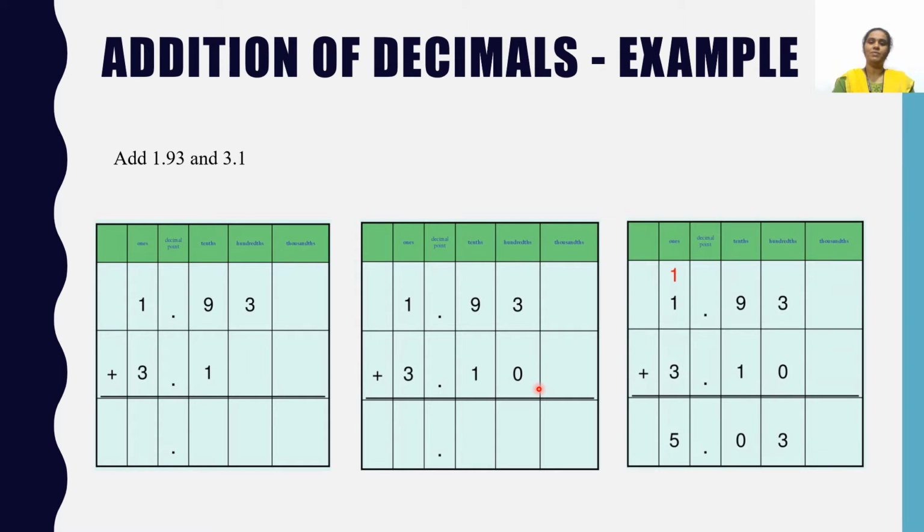The next step is to add. So add from here. 3 plus 0 gives you 3, and 9 plus 1 is 10, write 0 and carry 1. Then 1 plus 1 plus 3 will give you 5. And at last, in the answer never forget to put this point. Just bring the point down in the answer. So you should do the normal addition and put the decimal point in the answer. This is how we do the addition of decimals.